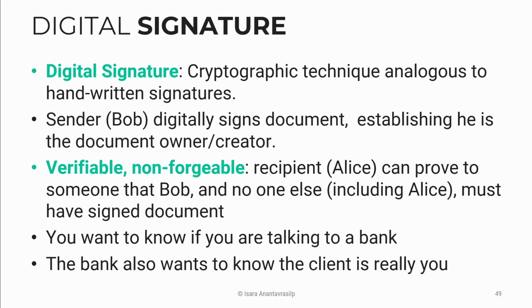When Bob digitally signed the document, we can say that Bob is the owner of the document, or he is the only one that could approve the content of that document. And a digital signature must be verifiable and non-forgeable. Basically, it means that if Alice, who is the recipient of the message, wants to check whether this signature is from Bob, she could do it, and she can also prove that it is from Bob and Bob alone.